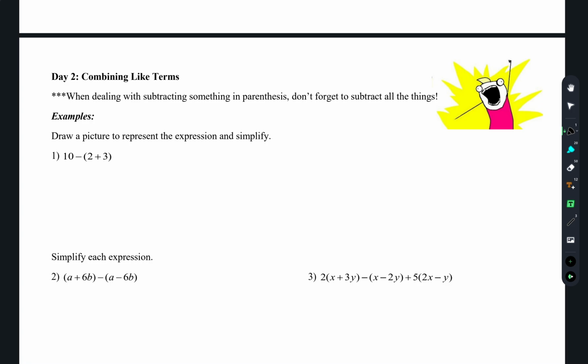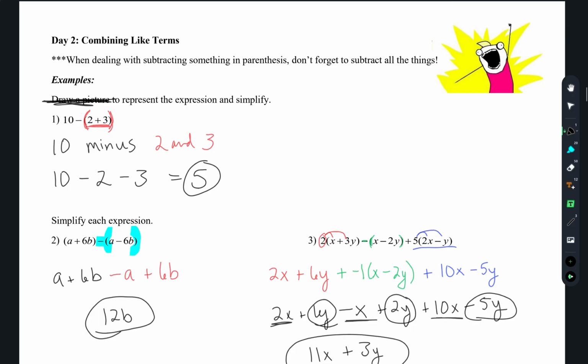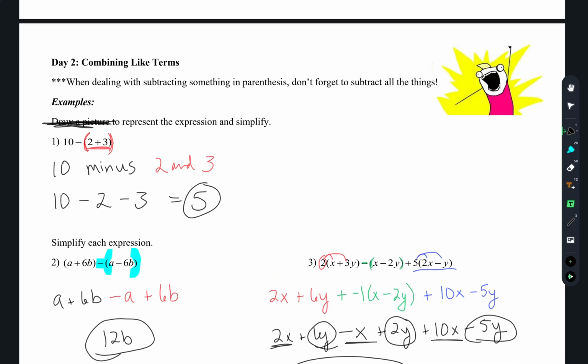Okay, so we're not going to do a picture. I actually want to just do the words with this. So when you're subtracting everything, when you have parentheses, what you want to think of, oh, for crying out loud.